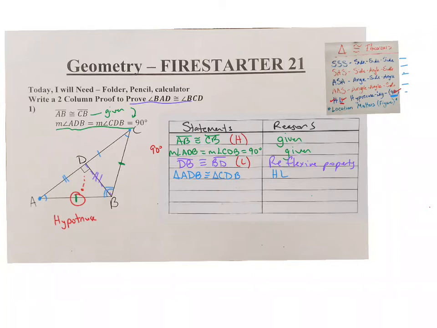Well, they want us to prove angle BAD is congruent to angle BCD. And the reason for that is going to be CPCTC, which let's double check. Is BAD congruent to BCD? It is. So we're good. That's it.